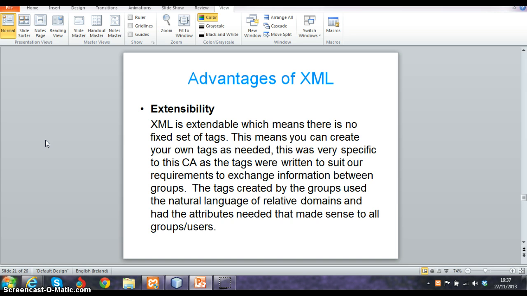Extensibility: XML is extendable, which means there is no fixed set of tags. That was great for our assignment also, because we realized that when we came to validation, there were tags that we said were required, and it turns out that some of the groups didn't actually have the tags to share, so we could very easily take them out of our XML document and consequently out of the DTD file.